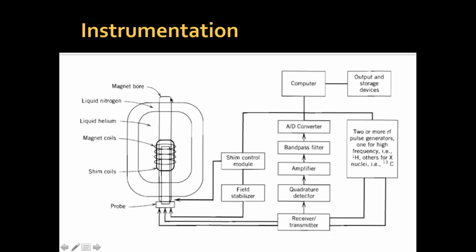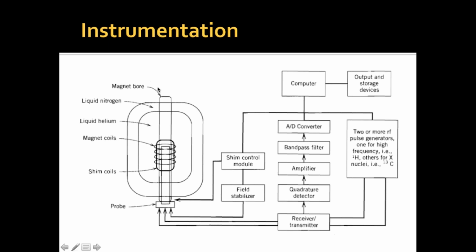So the instrumentation consists of a magnet bore having the magnetic coil as well as the shimming coils. I will explain what the shimming coils are. You have the liquid nitrogen as well as the liquid helium, which are filled from the side. These days in every university, the students take turns to fill up the liquid nitrogen and the liquid helium. In the universities or institutes where NMR is available, the students take the responsibility to fill up the liquid nitrogen and helium in the instruments.